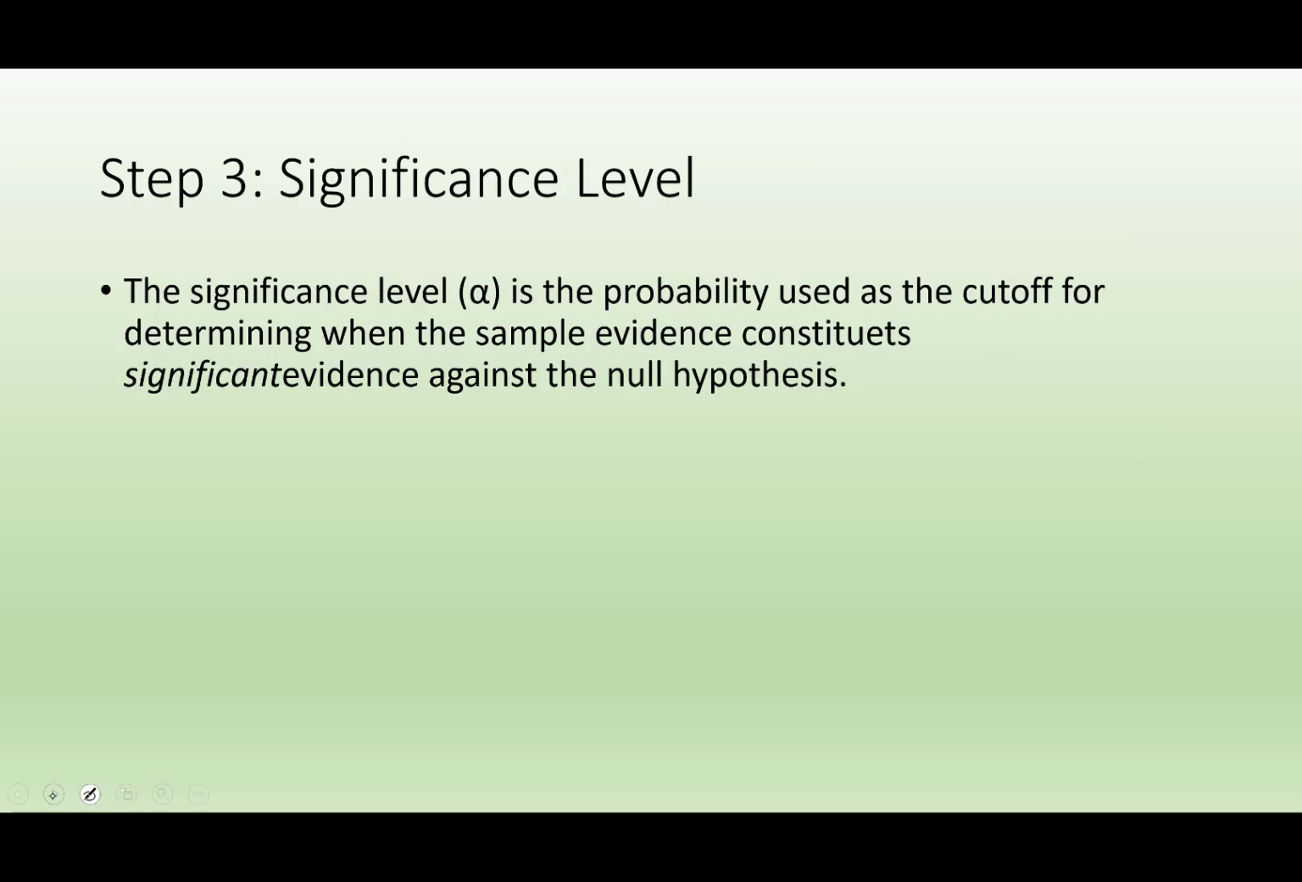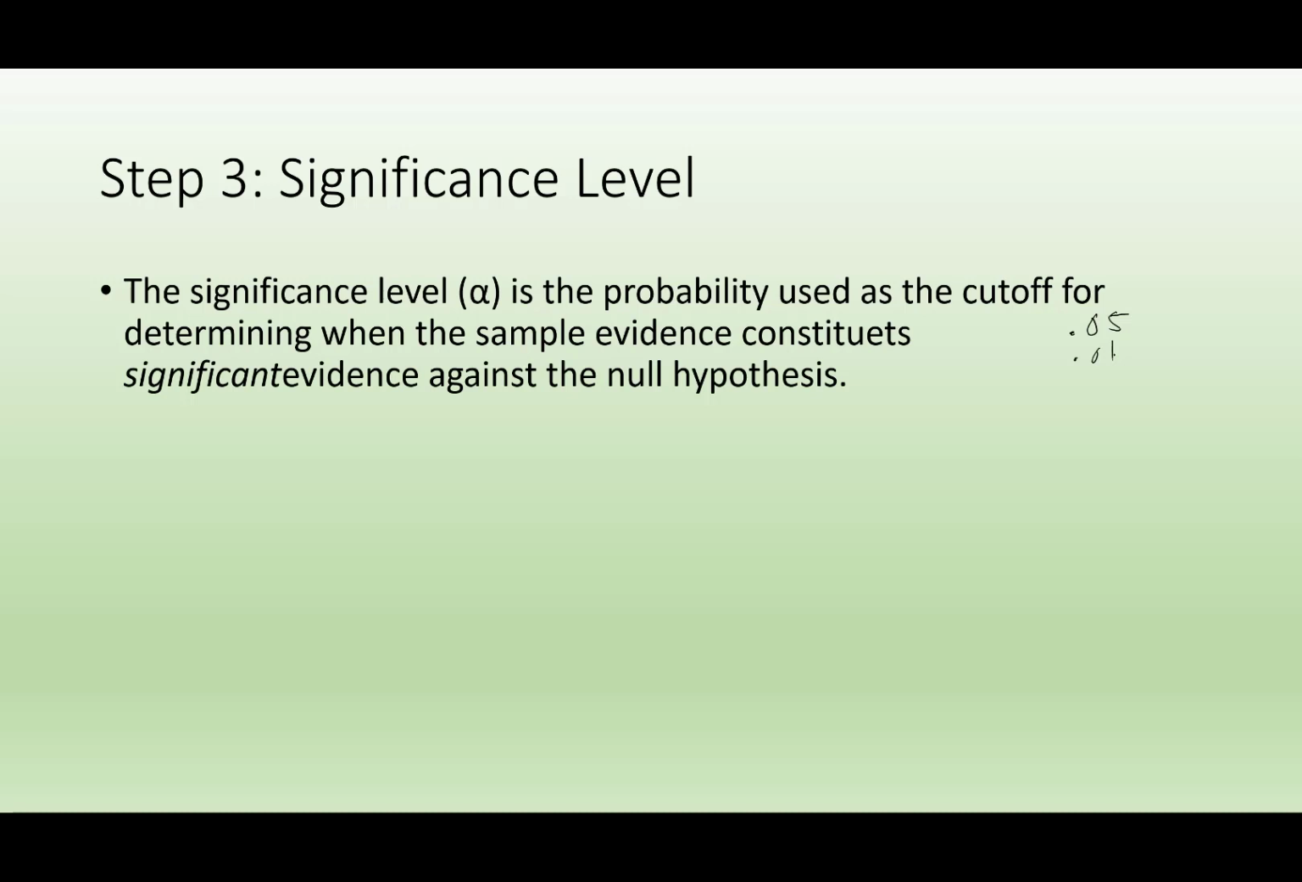Okay, once we get our null and the alternative hypothesis done, then we have to determine what our significance level is going to be. And that's represented by the Greek letter alpha here. Now, our significance level is the probability used as the cutoff for determining when the sample evidence constitutes significant evidence against the null hypothesis. Now, for your typical statistics problem, they will tell you the significance level. The most common ones are 0.05 and 0.01. If you're doing your own research, you can technically pick whatever significance level that you want.